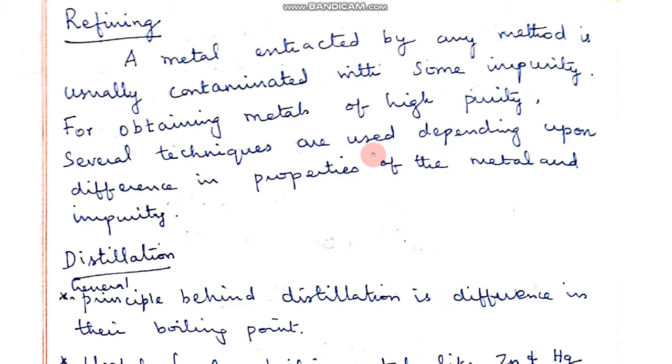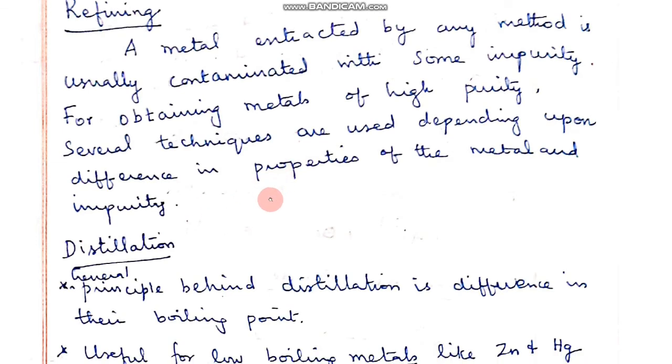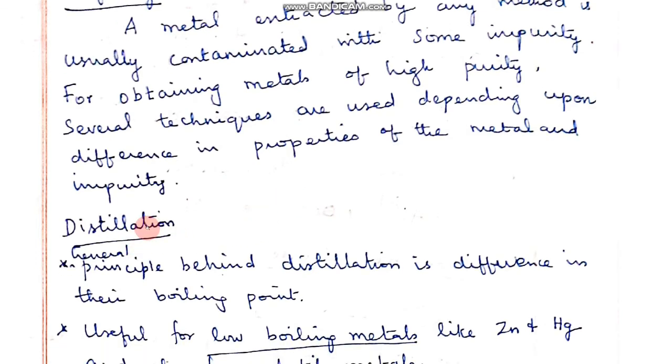So to remove the impurities or to obtain metals of high purity, we are going to have several techniques, and these techniques are identified based on the difference in properties of the metal and the impurity present. This refining is very important so that you get a pure form of the metal. A number of refining processes we are going to see here, and the first process you are going to see is distillation. This word is a little familiar to you because we have seen in the purification lesson a number of distillations: fractional, simple distillation, distillation under reduced pressure, like that.